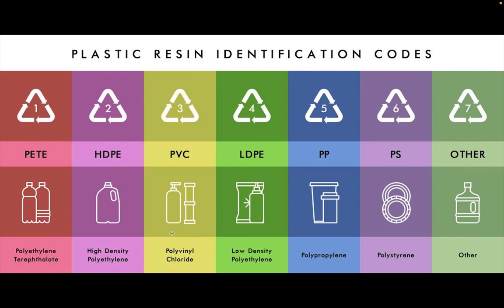The ASTM International Resin Identification Coding System, often abbreviated RIS, is a set of symbols appearing on plastic products that identify the plastic resin out of which the product is made.